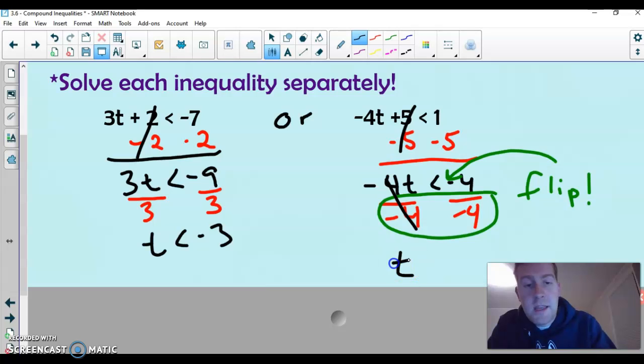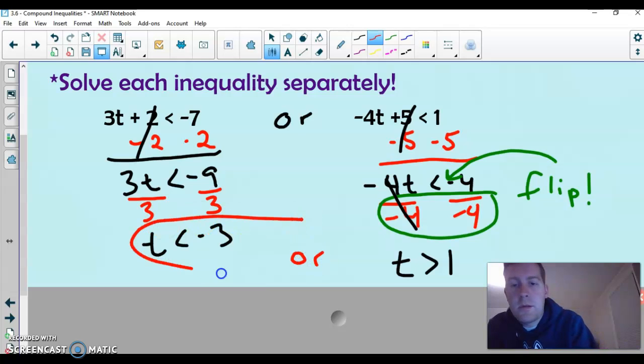So we get t, I flip the inequality symbol to make it greater than, and then -4 divided by -4 is 1. So our solutions to this inequality are going to be that t is less than -3, or t is greater than 1. Here are my solutions around the bottom here.